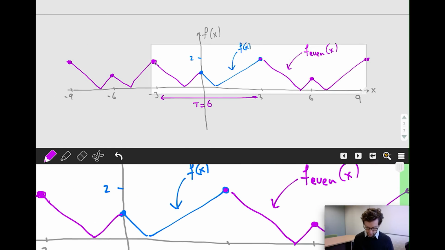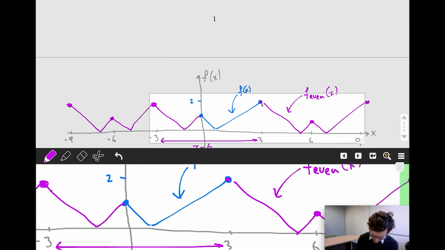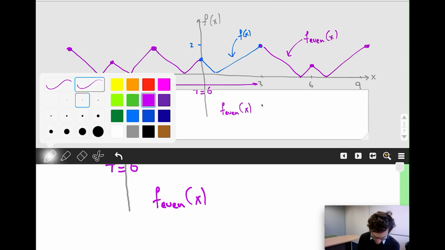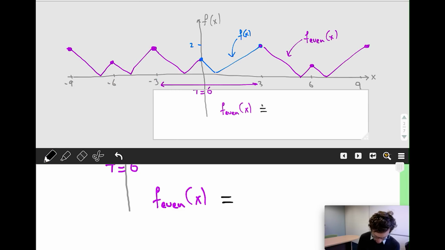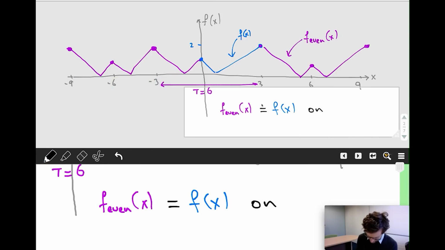So there's a very small difference between my function f even and my function f of x, but it only occurs at the very edge of the tile that I'm repeating. So once again, we notice that f even and f of x itself are the same over the original interval. So f even x is equal to f of x on the interval 0 is less than or equal to x is less than 3.